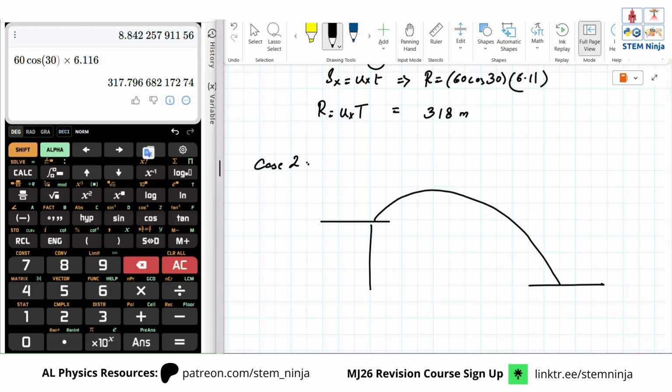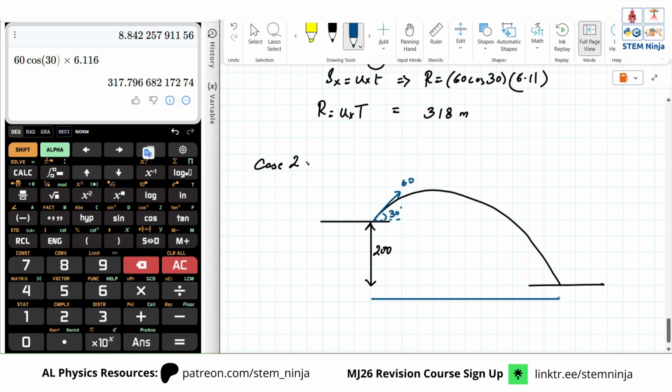So let's say this difference in height is 200 meters, and let's say we use the same values as before. So this is 60 degrees, this is, let's say, 30 degrees. So we would have 60 sine 30, 60 cos 30. And we need to find out the range this time. Let's say we want to find out the range and the total time of flight. So range and t are what we need to figure out. We can also endeavor to find out the maximum height.